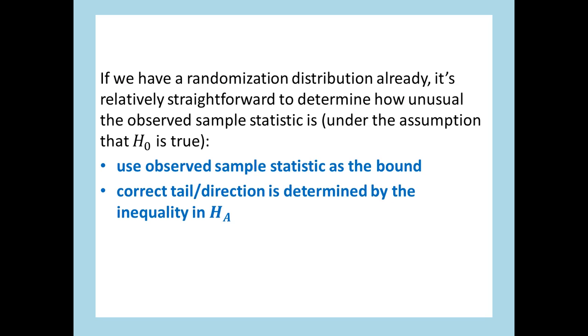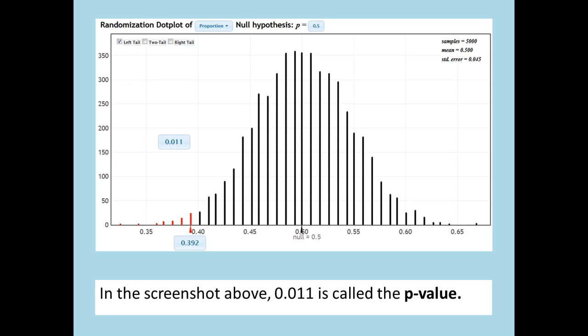Once you have the randomization distribution, it's pretty quick to figure out how unusual the observed sample statistic would be under the assumption that the null is true. What you do is you use the observed sample statistic as a bound, and then the correct tail or the correct direction that you want is determined by the inequality in the alternative hypothesis. So in this case for Punxsutawney Phil, there was a less than in the alternative hypothesis, which means that we're going to want a left tail. This is what you would do.